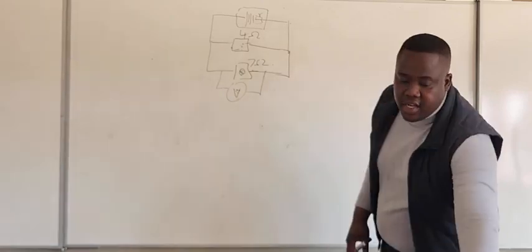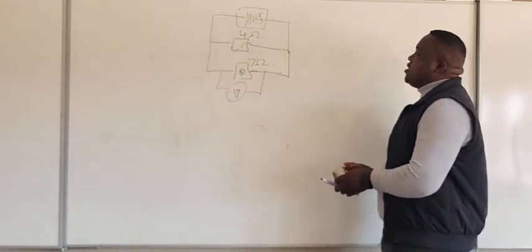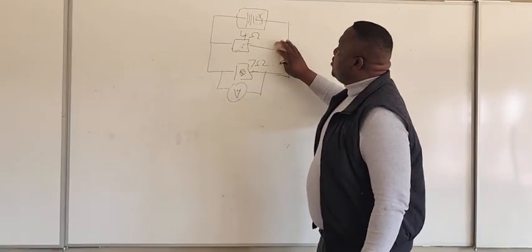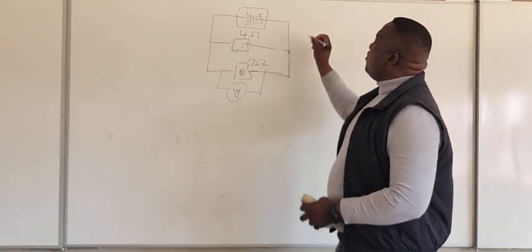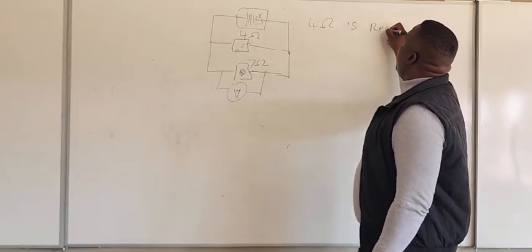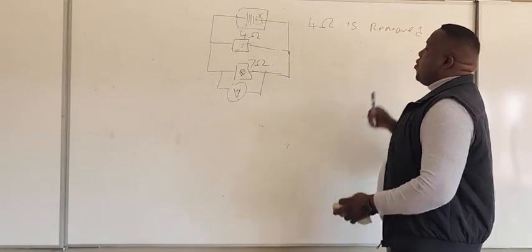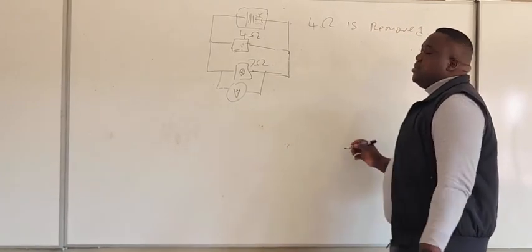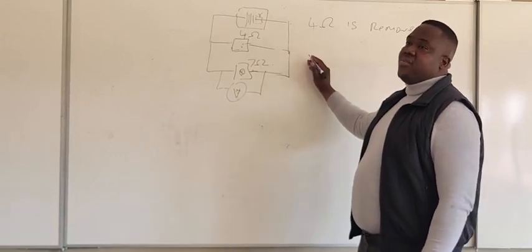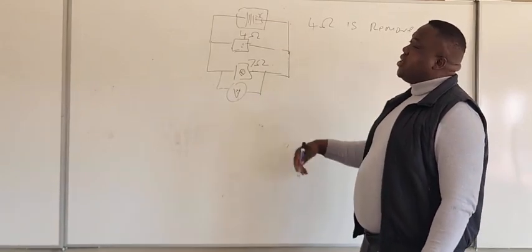So then, we are given a question that the 4 ohm resistor is removed. What will happen when the 4 ohm resistor is removed? Let us find the resistance here so that I don't make a conclusion that you don't understand.